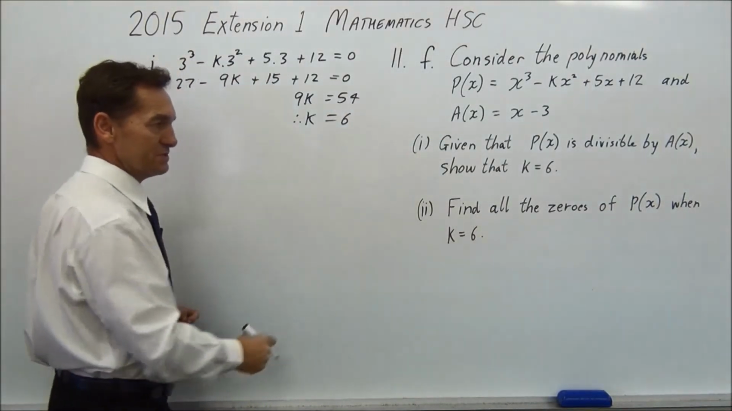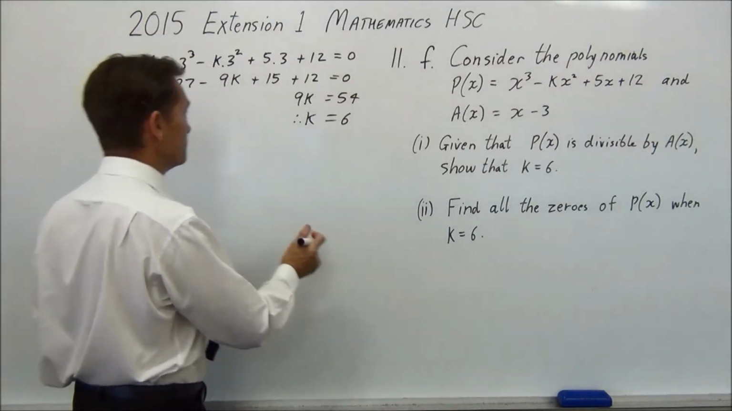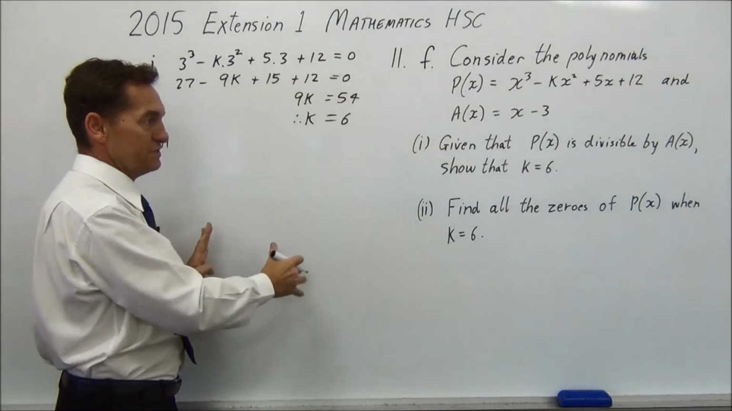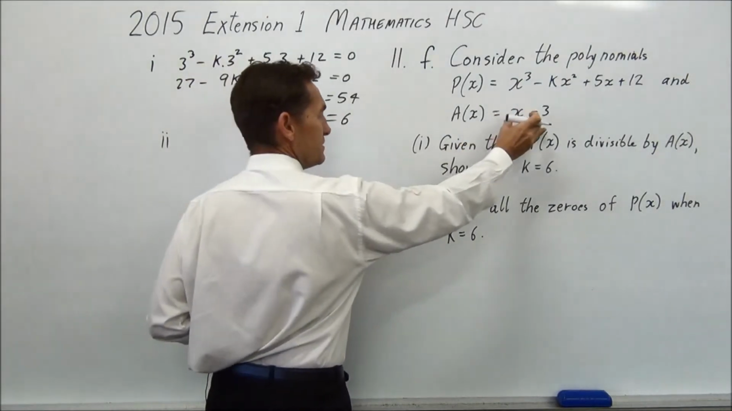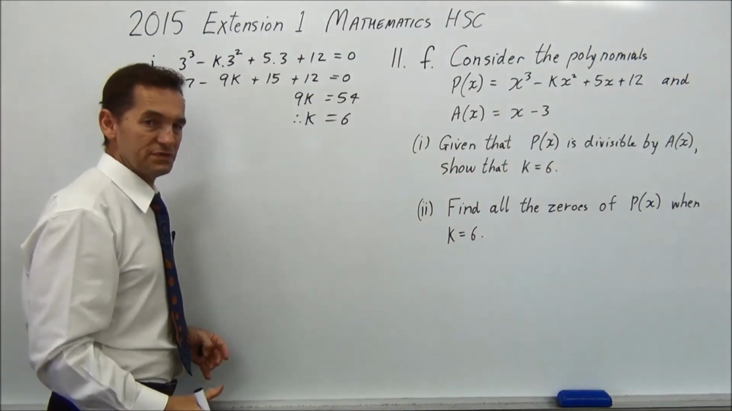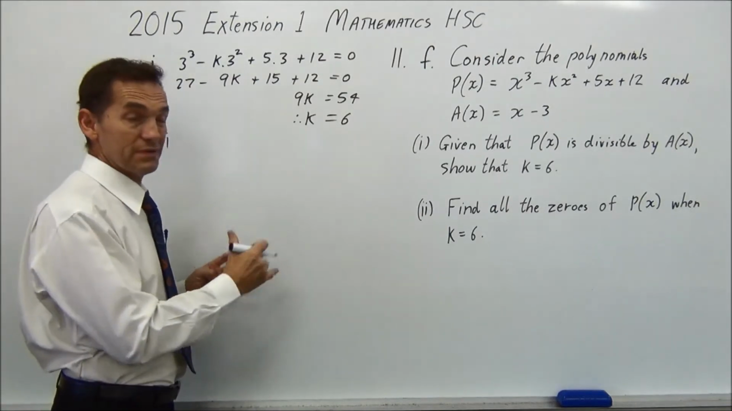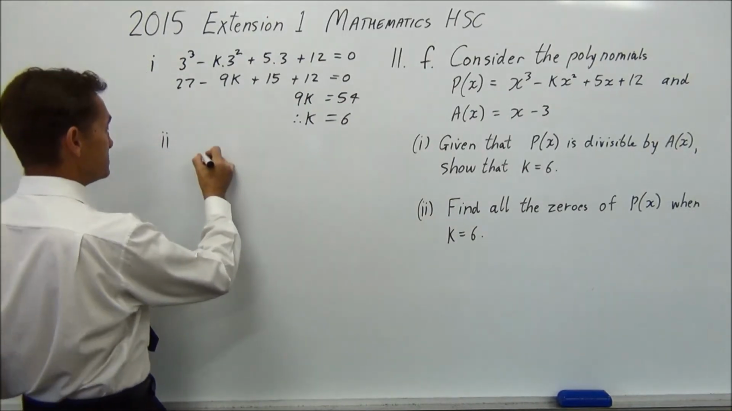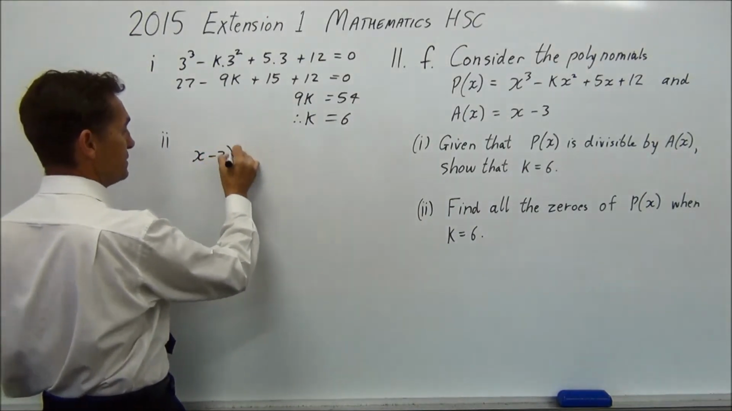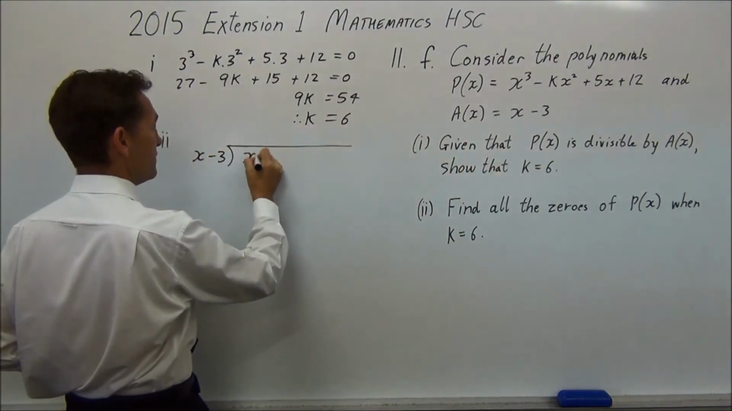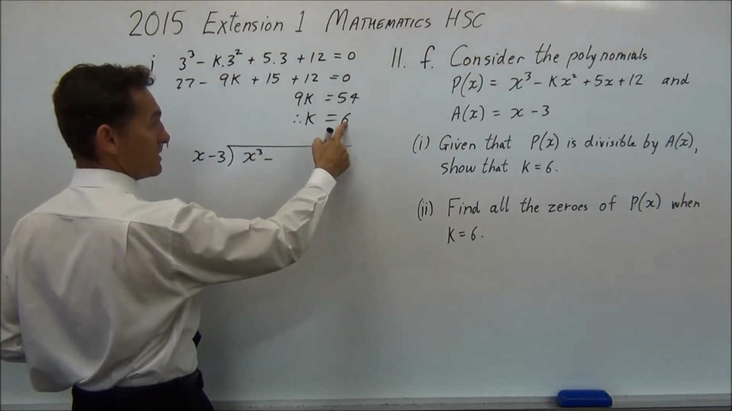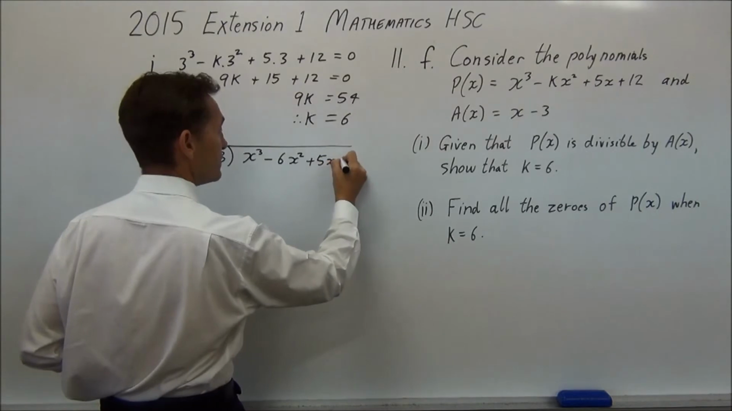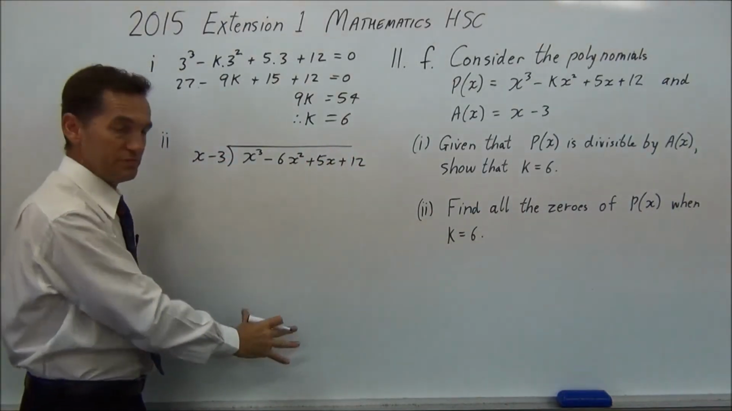Part 2, find all the zeros of p(x) when k equals 6. So for this one, you should have learned division. So effectively what you're going to do now is a long division. I don't know any other way to get this into that other than to do it by long division. It's not a very popular way, but it's the only way that I know actually to solve this question here. So let's do the long division. So you're going to have x minus 3 and divide that into x cubed minus, now we know k is 6, minus 6x squared plus 5x plus 12. We're just going to do a long division all the way down.